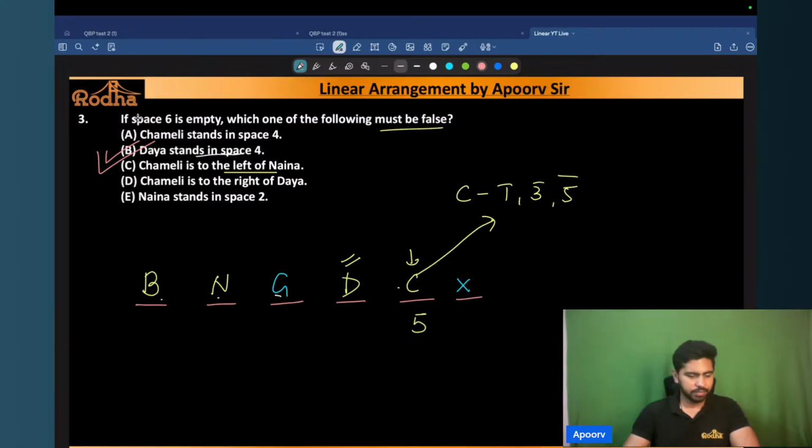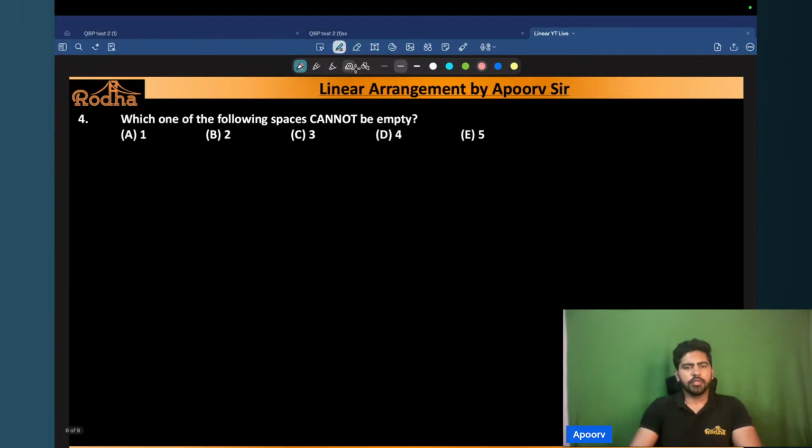All right. Okay, chalo. Let's move ahead to the fourth question now. Which one of the following spaces cannot be empty? Let's see. Which of the following spaces cannot be empty? So we have two cases here. Let me just write the two cases first.